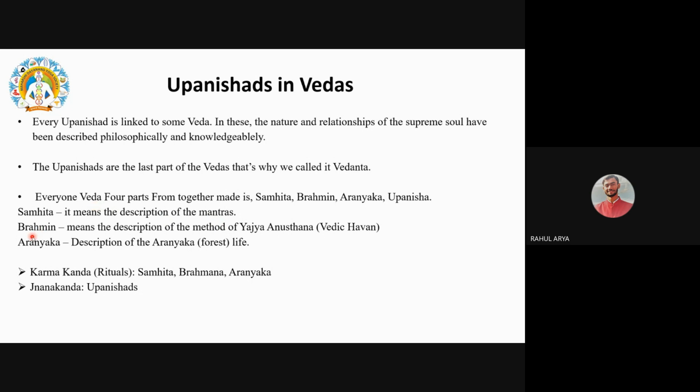Okay. Next is the Brahmin. Brahmin means the text that tells us about the yajna, about the havan, yajna anusthana. That kind of text we consider the Brahmin text. What is the meaning of Brahmin? The part of Veda which describes the method of yagna anushtana. Excellent.